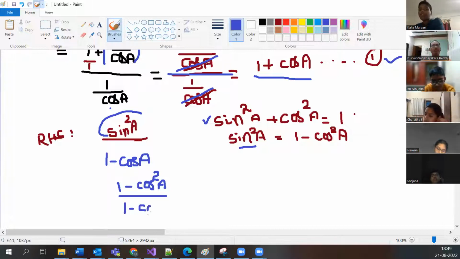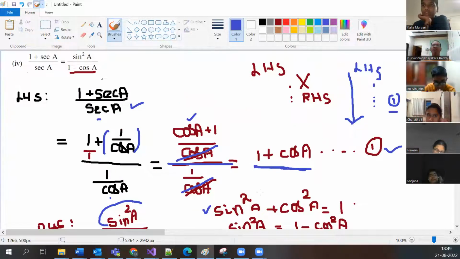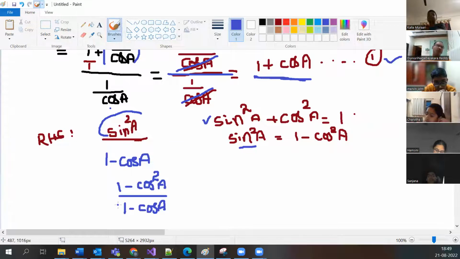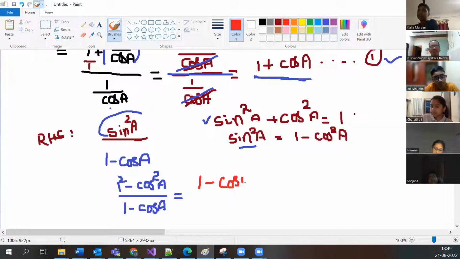Any idea? Any clue? After that, what do we do? Because what do we need to prove? We need to get 1 plus cos A. How do we get 1 plus cos A? Let it be 1 square. Now tell me, I already gave the clue. What is the numerator? A square minus B square. That means (A minus B) into (A plus B), that is (1 minus cos A) into (1 plus cos A).